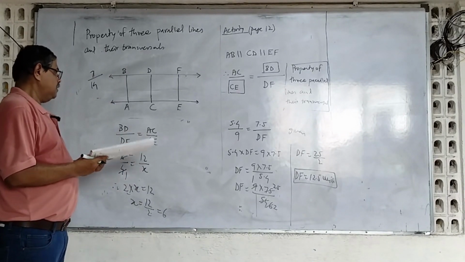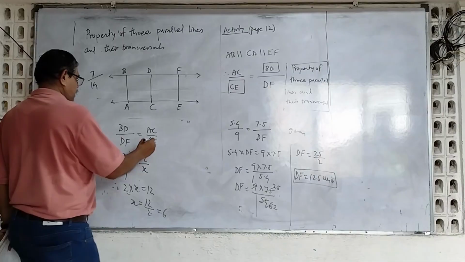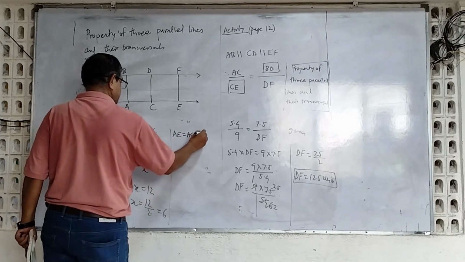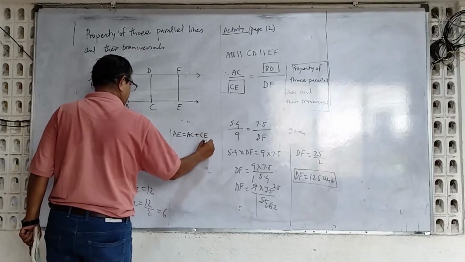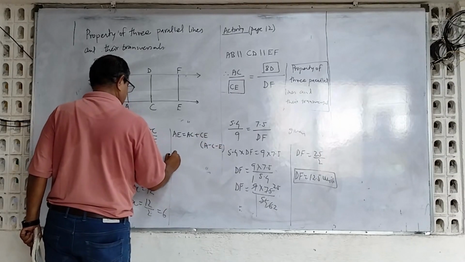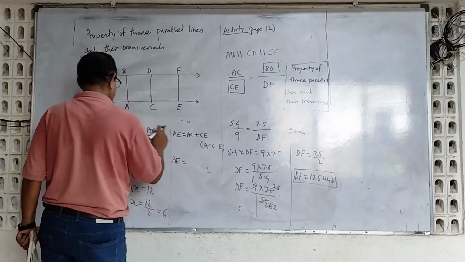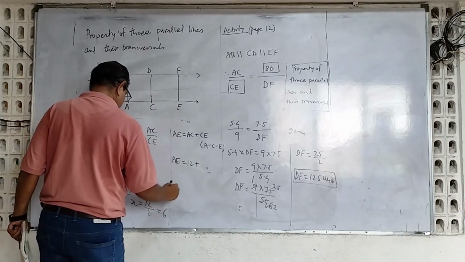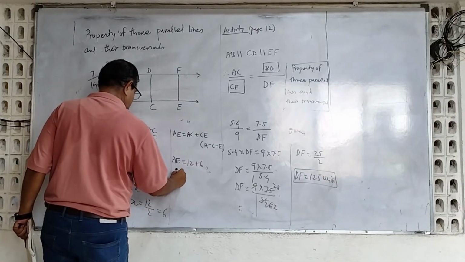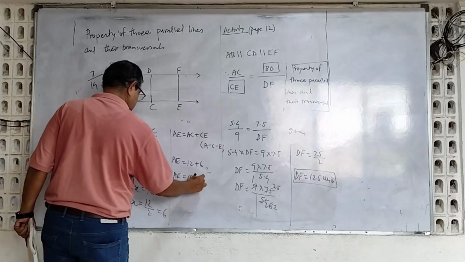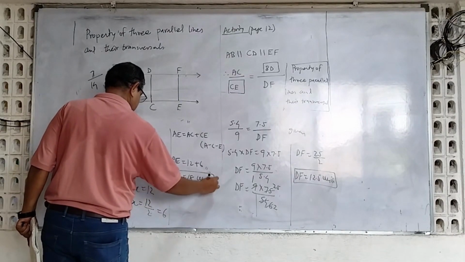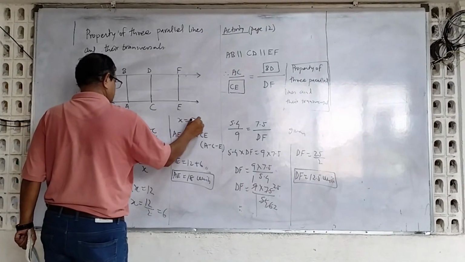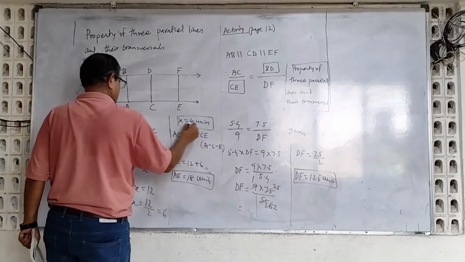Okay? And after that they ask to find out AE. Now AE is equal to what? AC plus CE. Reason: A, C, E are collinear. And so AE is equal to AC, which is given as 12, plus CE, which we found to be 6. So AE is equal to 18. So here I get X is equal to 6 units as the answer.